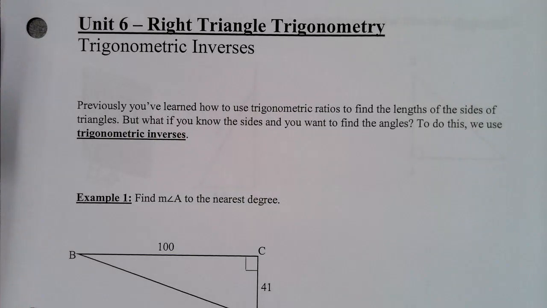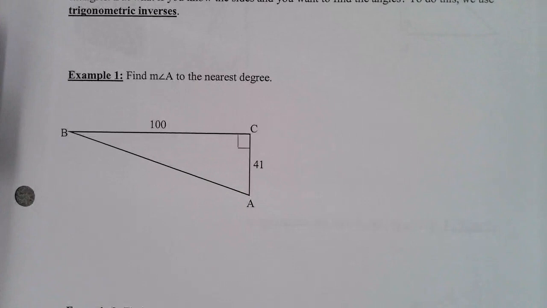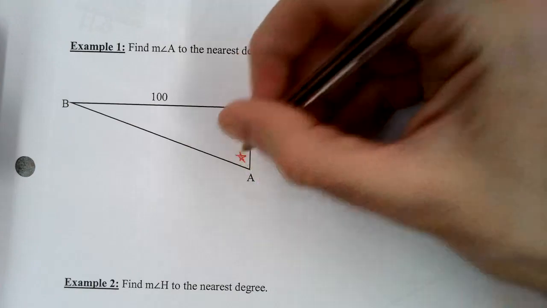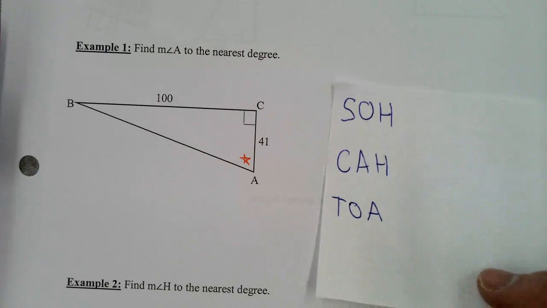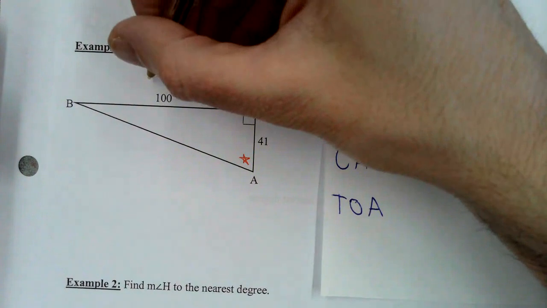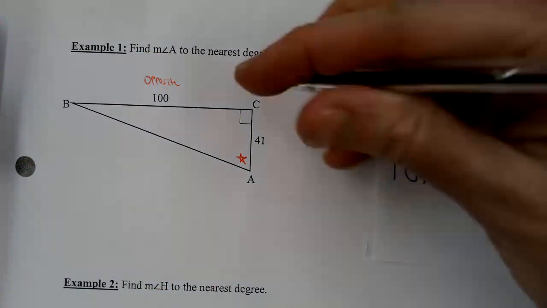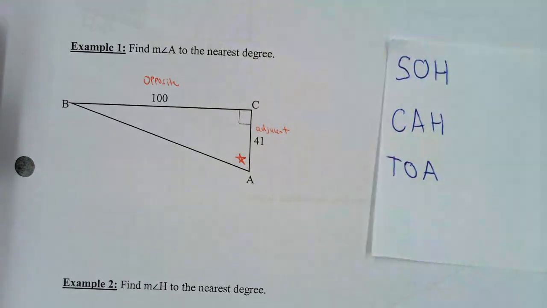Example 1, find the measure of angle A to the nearest degree. So I'm just going to put a star at angle A so we see it better. And the first question is to figure out which trigonometric function we are going to use. Are we going to use sine, cosine, or tangent? So let's figure this out. The 100 is opposite angle A. The 41 is adjacent to angle A. And the other side is the hypotenuse.